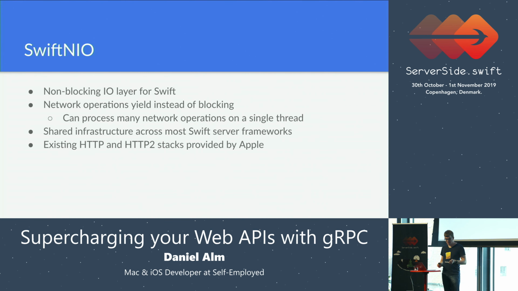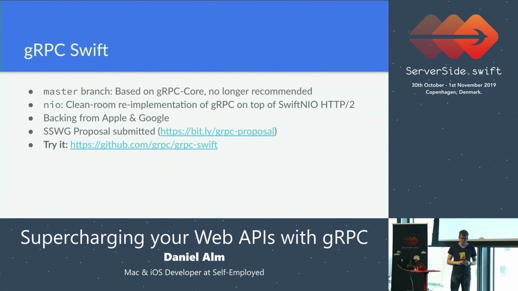So we use this for gRPC Swift. We currently have an old version of the code on the master branch that's still based on gRPC Core, which is a C library that does gRPC and HTTP2. It does a ton of stuff, but it's actually overkill and it doesn't play nicely with event loops. So if you want to get started with this, especially on the server, you actually want to check out the NIO branch, which is a clean room implementation of gRPC on top of SwiftNIO HTTP2.